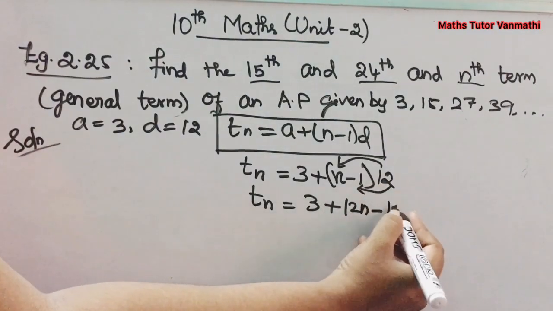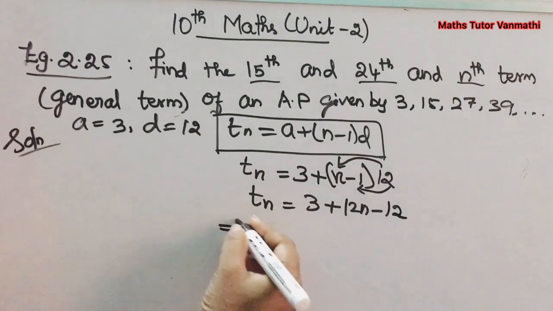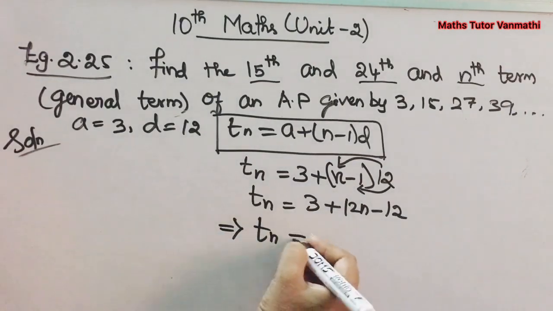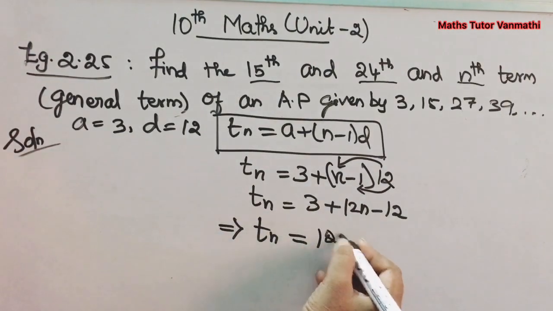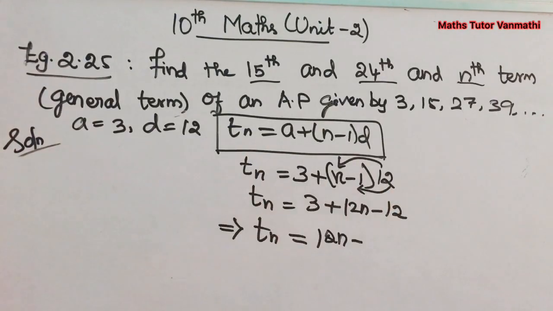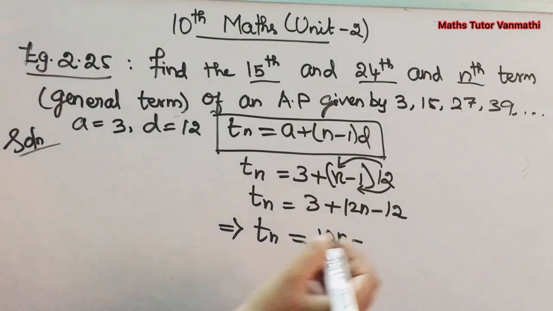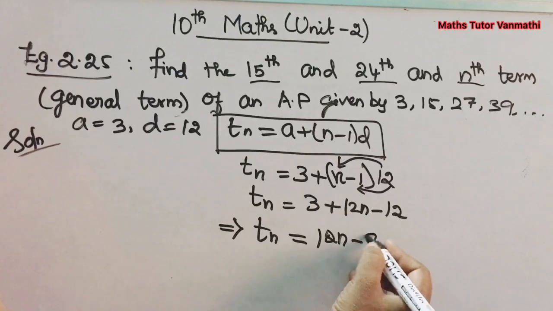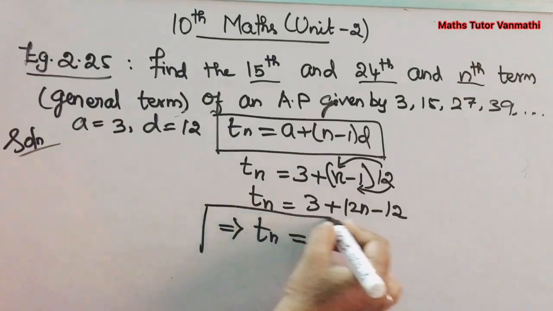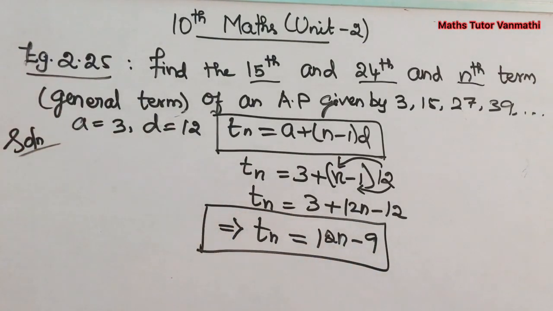From this we can write Tn is equal to 12n, 3 minus 12 is minus 9. So you will get Tn equal to 12n minus 9. Clear? This is your general term.